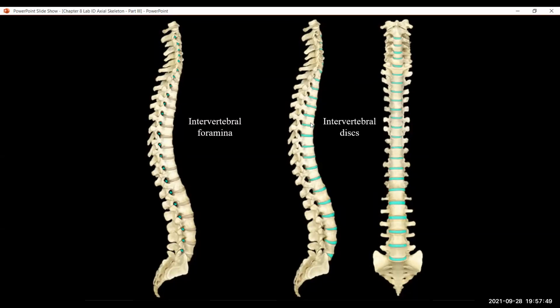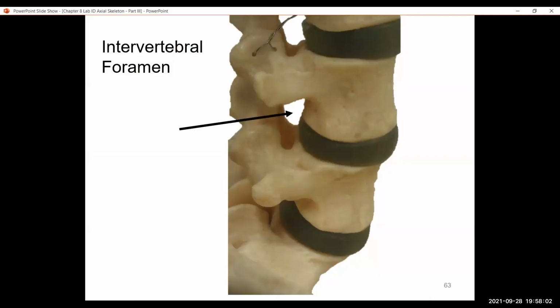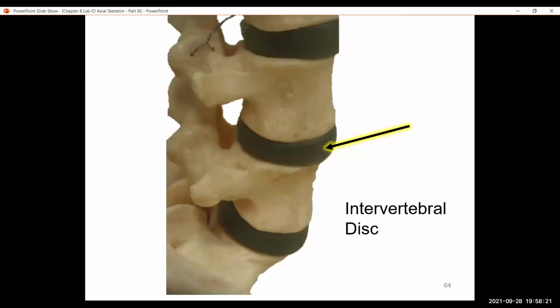Then our intervertebral discs are those fibrocartilaginous structures that sit in between the vertebral bodies. They help add flexibility to the spine, but also help as shock absorbers. So you can see a nice, good close-up here of the intervertebral foramen. So your spinal nerves exit out and they go out to either your upper or lower extremities or out to the organs or tissues throughout your body. There's an intervertebral disc.